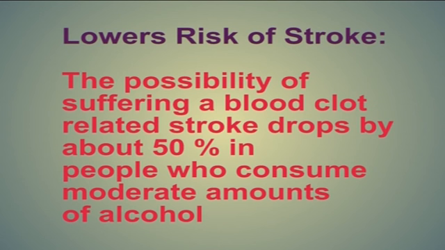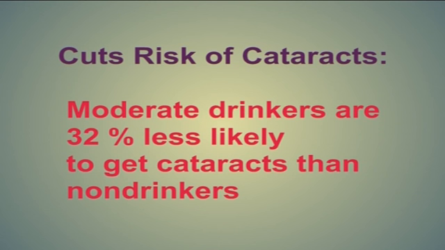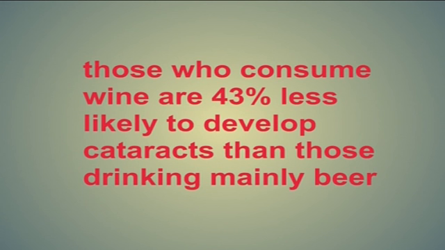Lowers risk of stroke. The possibility of suffering a blood clot related stroke drops by about 50% in people who consume moderate amounts of alcohol. Cuts risk of cataracts. Moderate drinkers are 32% less likely to get cataracts than non-drinkers. Those who consume wine are 43% less likely to develop cataracts than those drinking mainly beer.